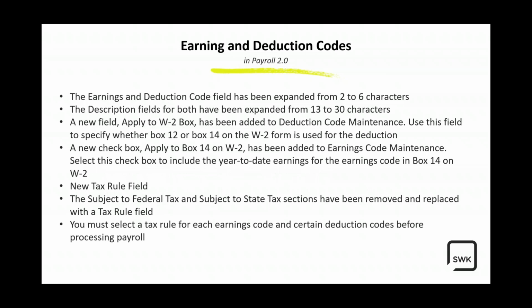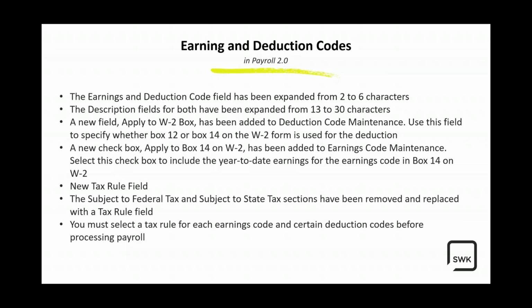So earning and deduction codes have been expanded to 6 characters. It used to be you only could have 01 or 02 or TE. Now you have 6 characters and your descriptions have also been expanded out to 30 characters.